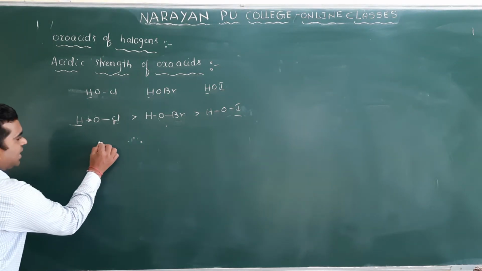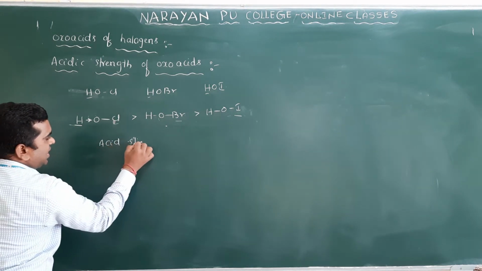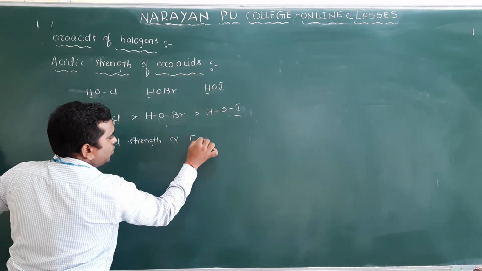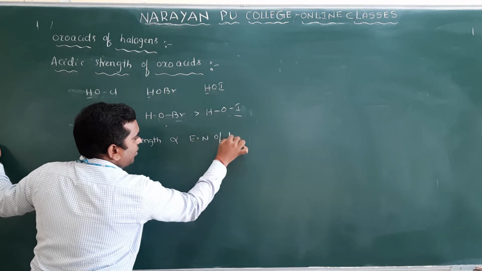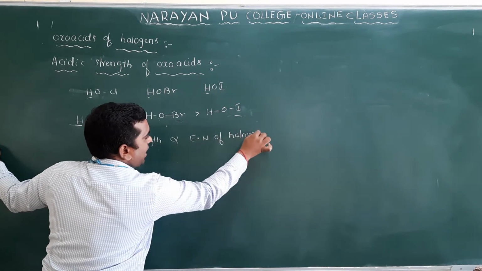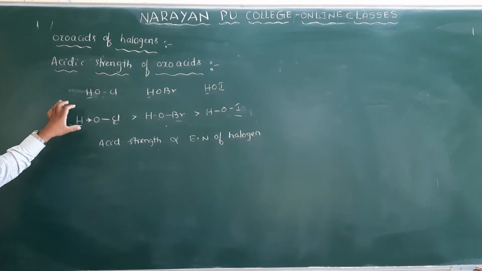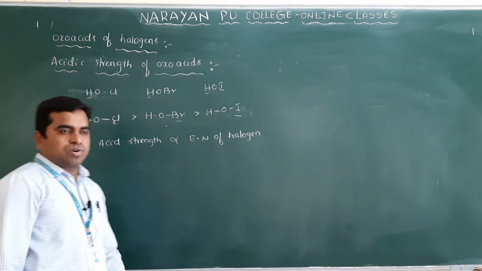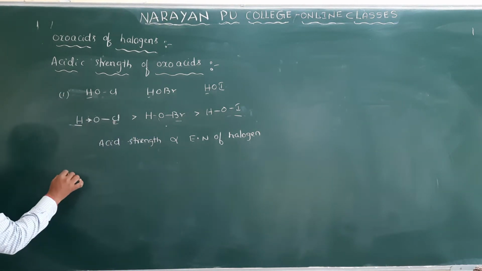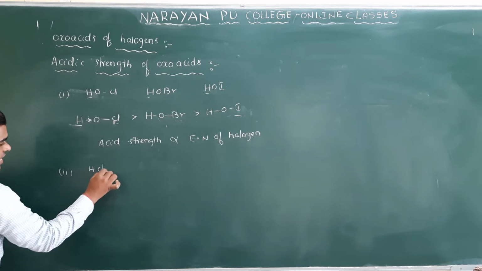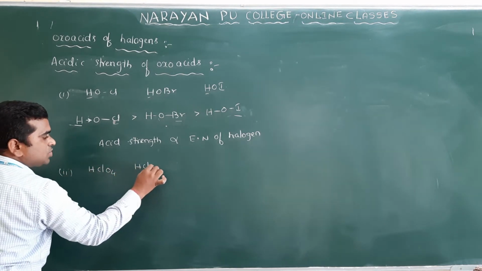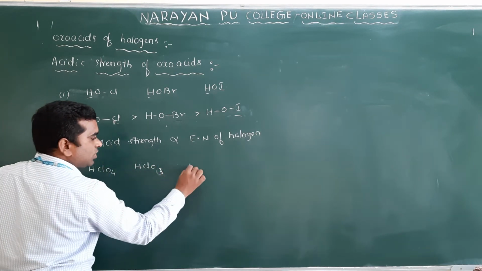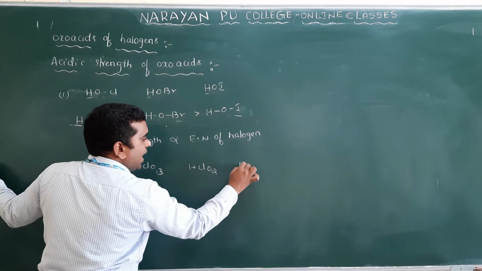Clear? So in this case, the acidic order is directly proportional to the electronegativity of the halogen. For the hypohalous acids of different halogens, the acidic strength depends upon the electronegativity. And second, suppose I take HClO4, HClO3, HClO2 and HOCl, the oxyacids of the same element.